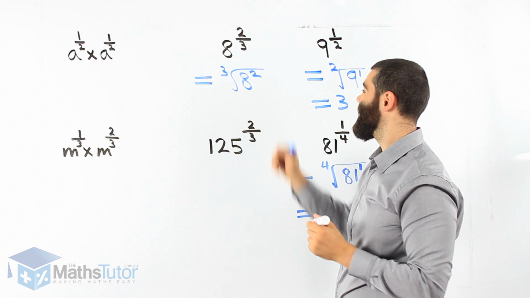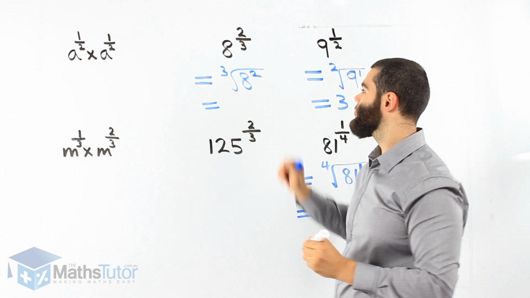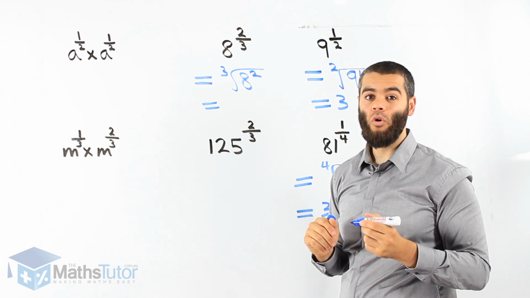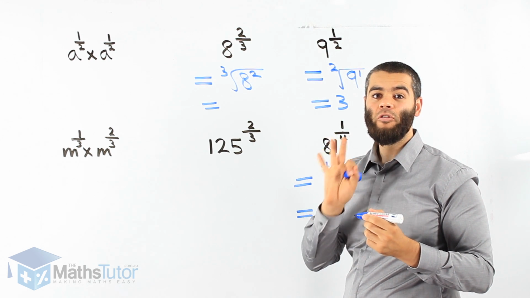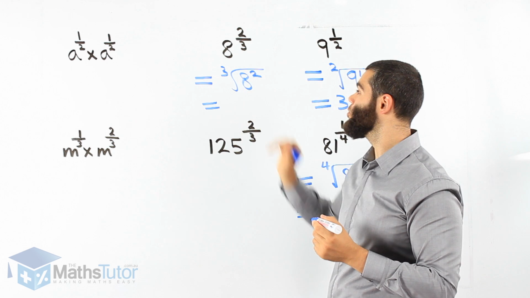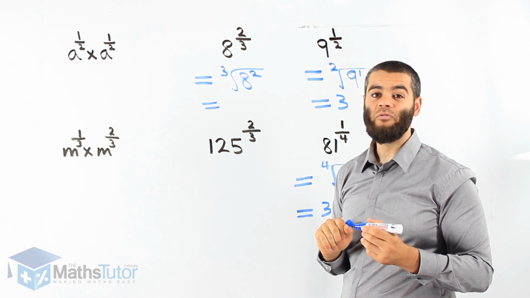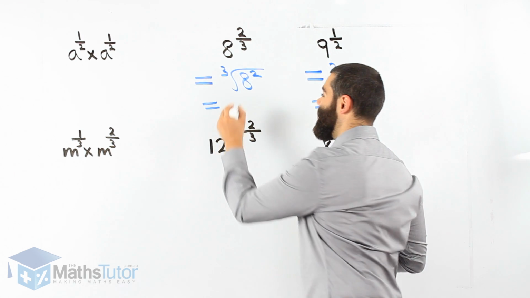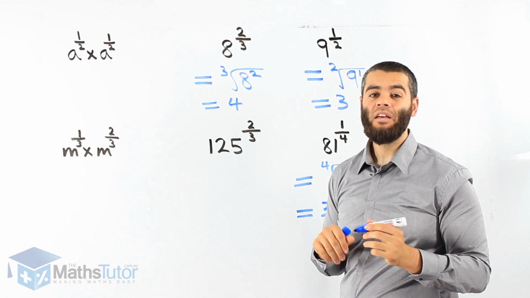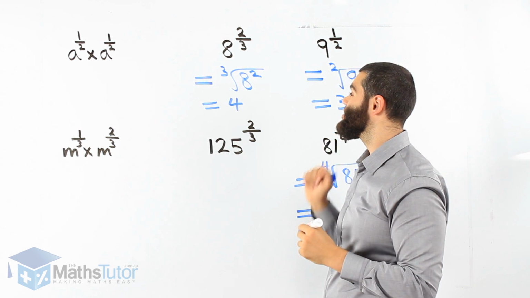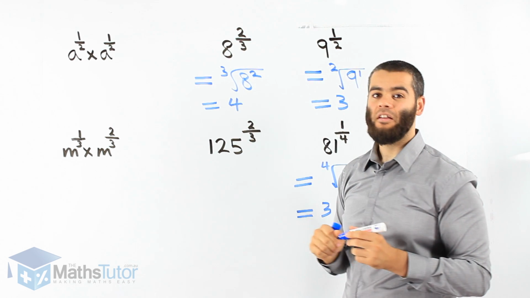So we want to work out the basic answer for this. We know 8 to the power of 2 is actually 64. So cube root 64. What number multiplies itself 3 times to get 64? Our answer is 4. 4 times 4 is 16. 16 times 4 is 64. So 8 to the power of 2/3, the answer is 4.